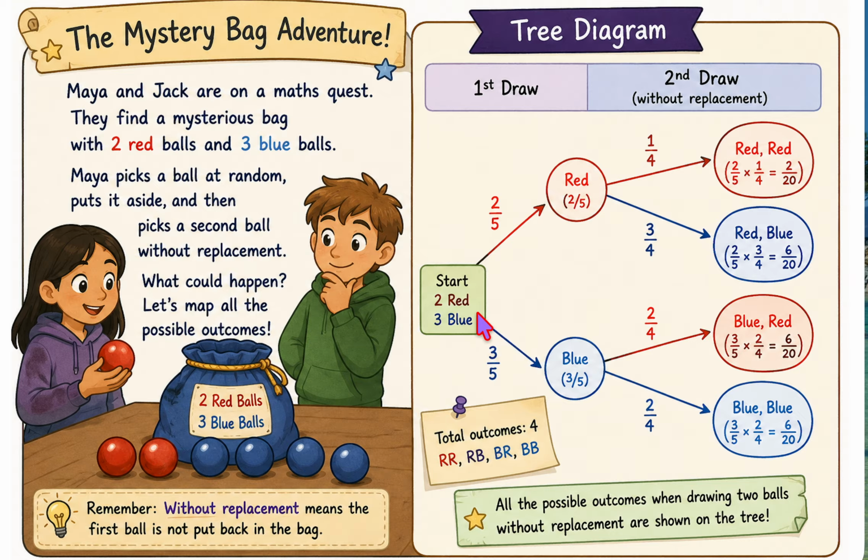Now let's say my first ball was blue. Then what happens? For my second ball, you still have 2 red inside the bag. So you would have done 2 out of 4 because one ball has been subtracted. The total is still 4 here in the second draw. But if the first one was blue, then you should have done 3 minus 1 blue, which is 2 balls remaining out of 4. So this is blue, red, and this would be blue, blue.